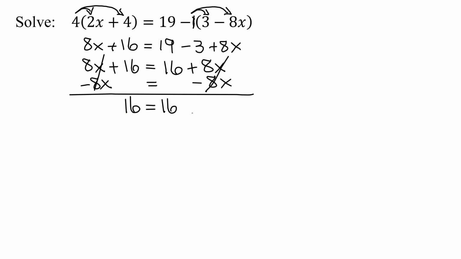And when that happens, it's one of the special cases. And you look at this arithmetic statement and decide, is it true or false? Does 16 equal 16? Yes, 16 does equal 16. So this is a true statement. That means I don't care what value of x you put into the original equation. When you solve it, you will always land up at this true statement. So this is a special case. This is called an identity.